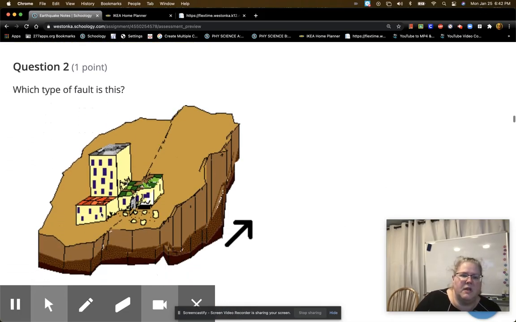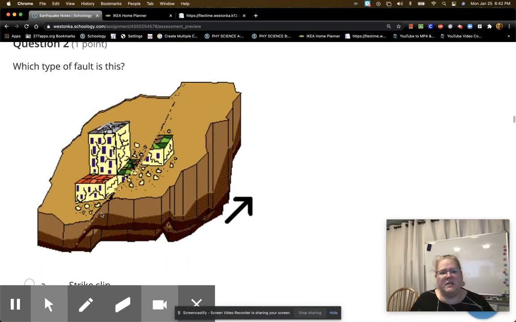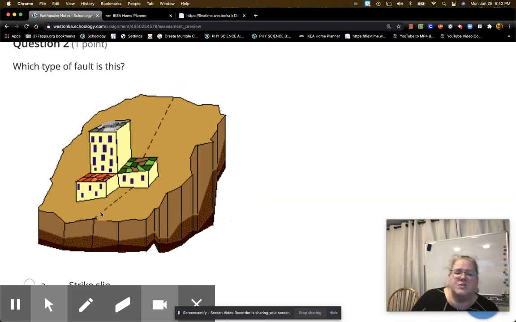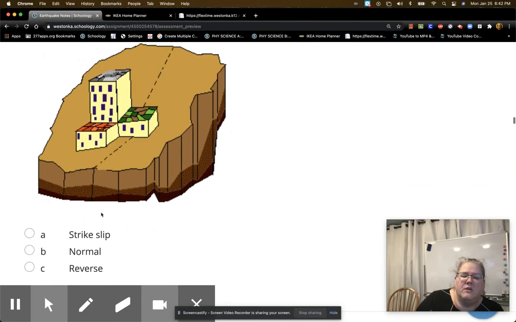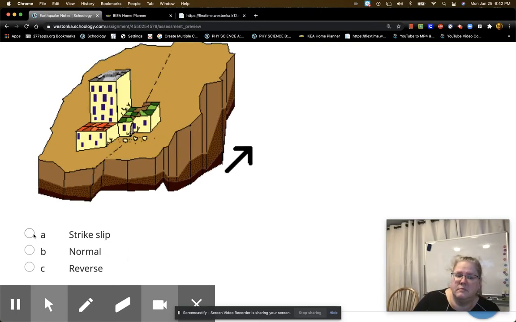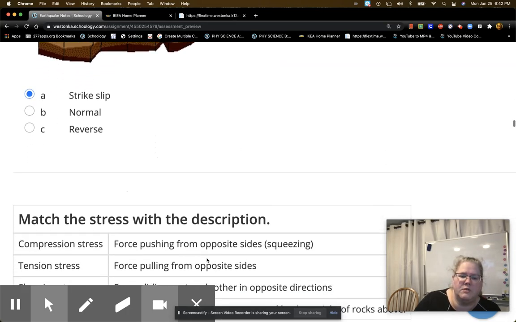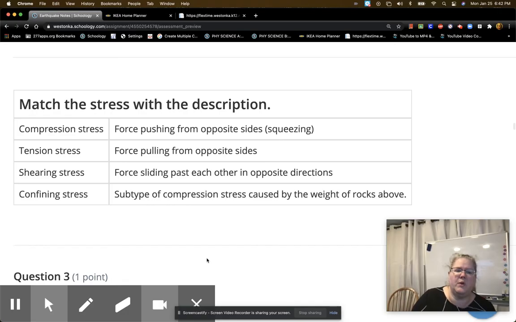All right, let's look at this one. We're going to pretend that this one is flat. This is like the San Andreas, so it's not really moving uphill. It hasn't gotten any higher, hasn't gotten any lower. It's just moving side to side. So what kind of fault is that? Strike slip, normal, or reverse? And that would be your strike slip. It's a shearing force.